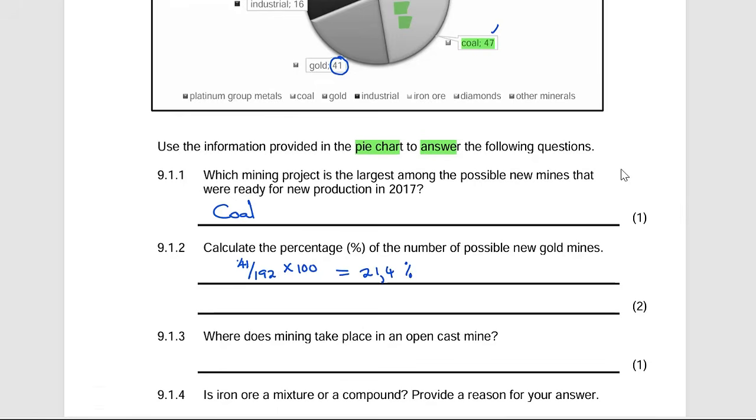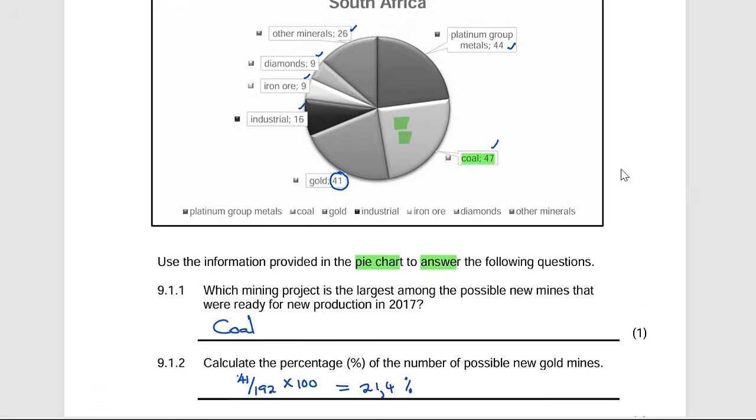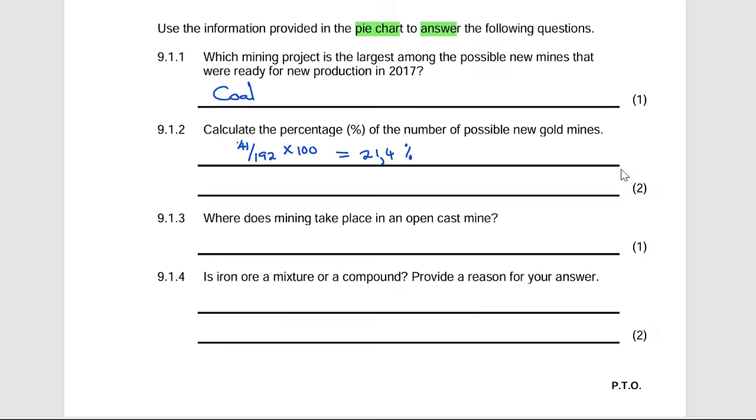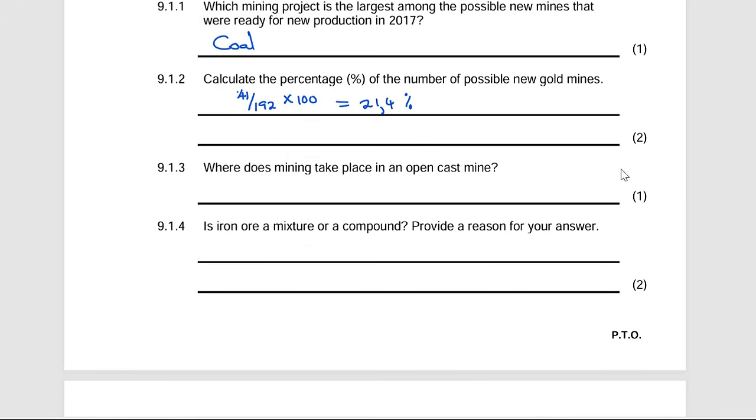So take note, we are supposed to add all these values. Then after that, the 41, which is gold, goes over the total number. Then to convert to a percentage, you multiply by 100. Then we proceed to 9.1.3.